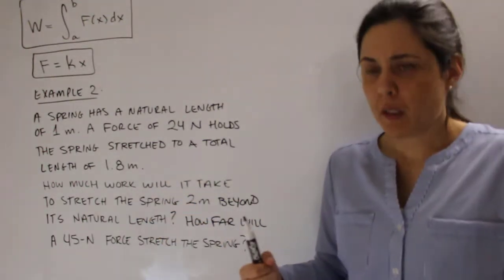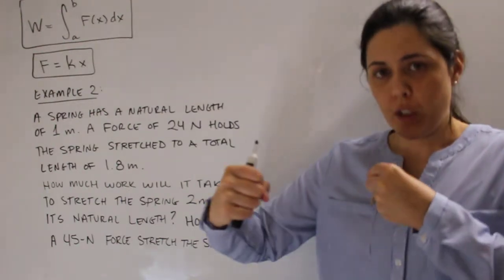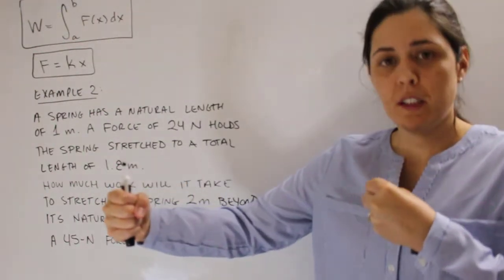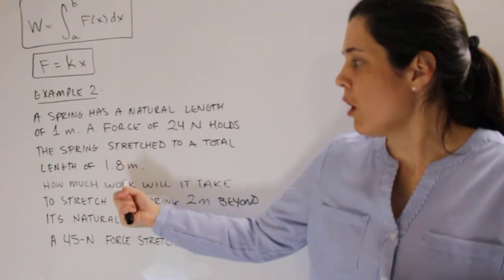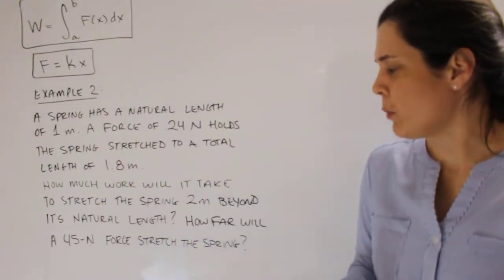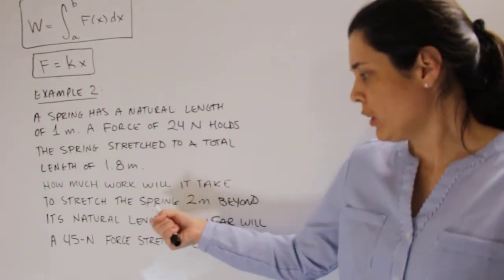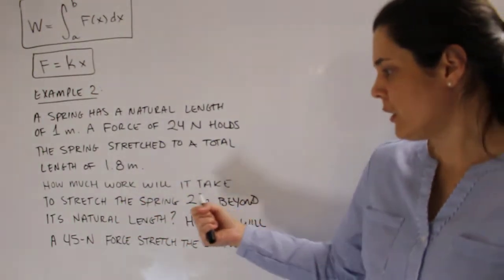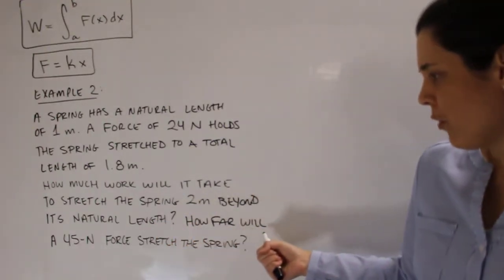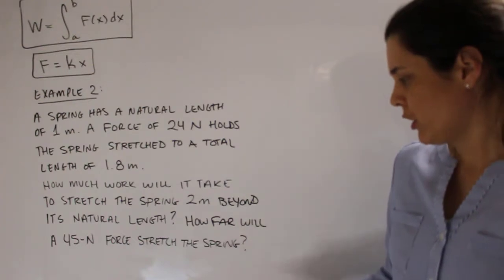So real quick, let's think about this. A force is applied to the spring and it's stretching the spring longer than its original natural length. Notice it's longer, 1.8 meters. So that's how much force is needed to stretch it 1.8 meters. How much work will it take to stretch the spring 2 meters beyond its natural length? How far will a 45 newton force stretch the spring?